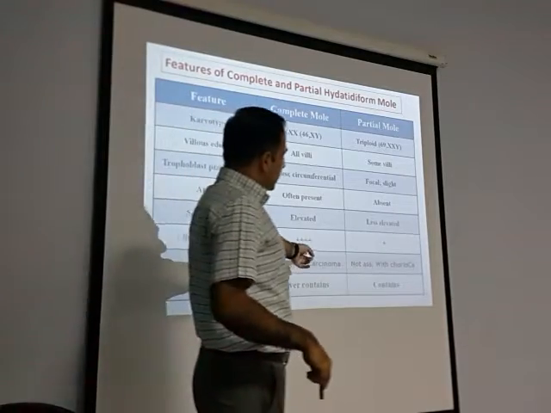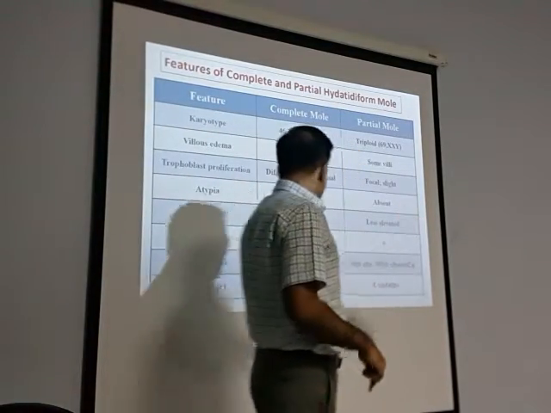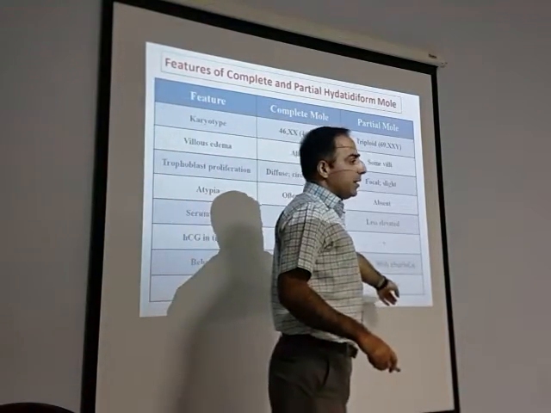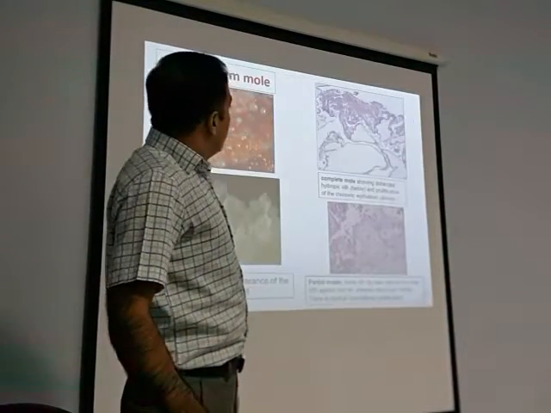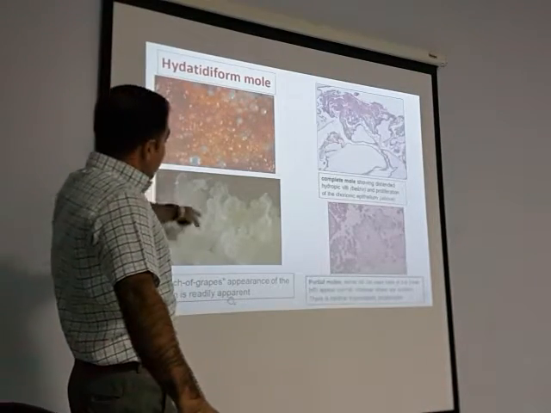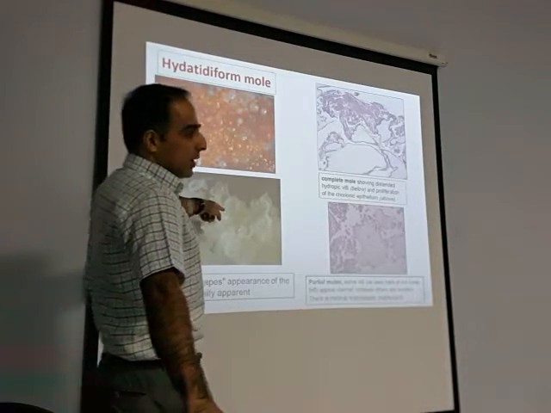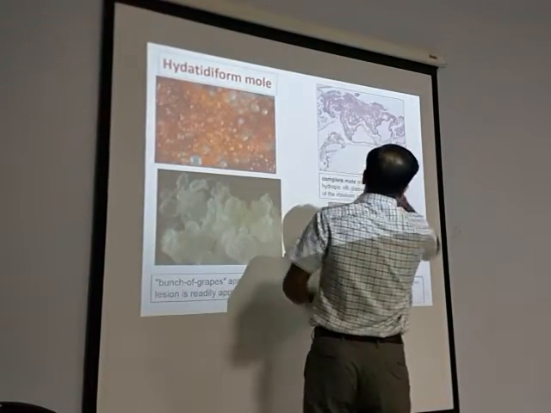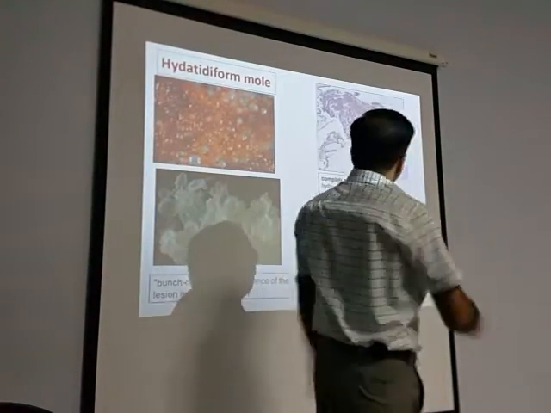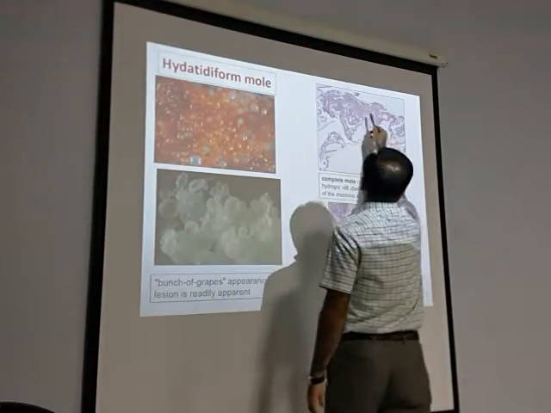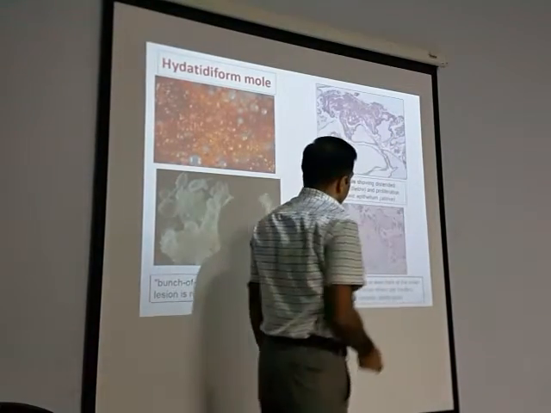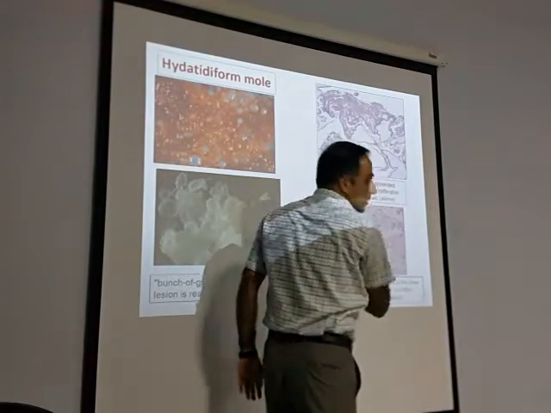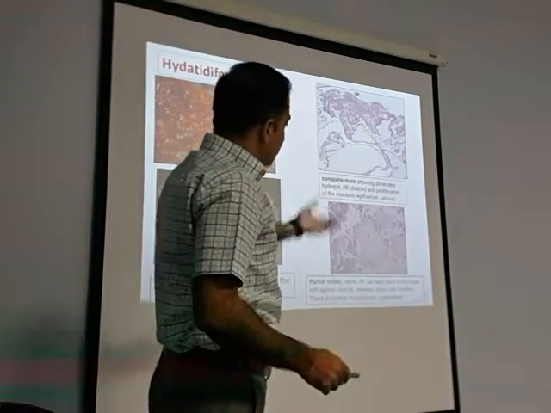Behavior: in complete mole, 2.5% will go into choriocarcinoma. Partial is not associated with choriocarcinoma. Fetal parts, complete never contains, but partial contains fetal parts. So this is the H mole. You will find grape-like structures. This is the complete mole. All the villi will be distended, edematous, and there is much more trophoblastic proliferation. But here, some villi are distended, some are normal.